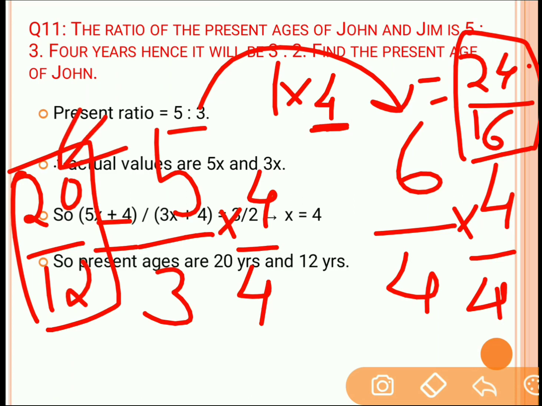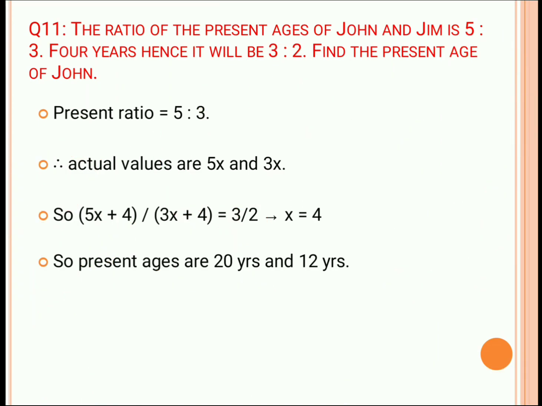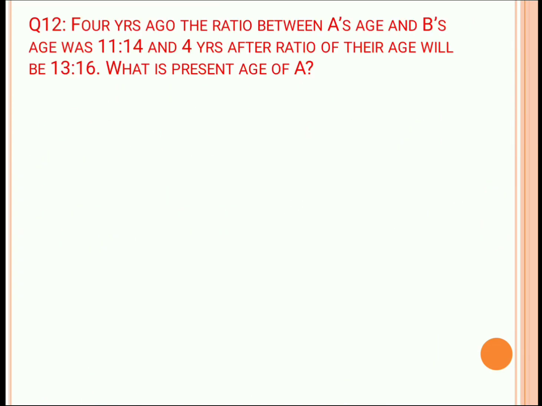So John's present age is 20. Similarly, Jim's present age is 12. After 4 years, the ages of John and Jim will be 24 and 16 years. So from this we can find out the ages before and after the given data. Now let's move to the next problem, question number 12.